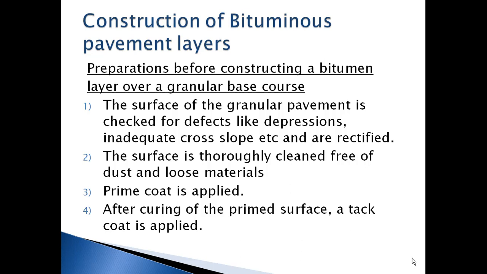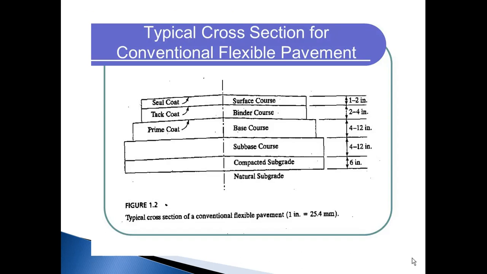We just see a figure which shows the typical cross-section for the conventional flexible pavement. We have the natural subgrade over which we have laid the compacted subgrade, on top of which we have laid the sub-base course. Then a prime coat is applied, on top of it a binder course, on top of it a tack coat, then surface course, and on top of it seal coat.